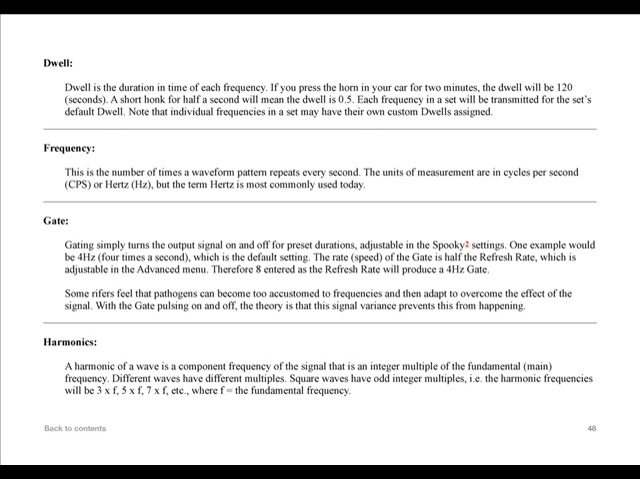Some rifers feel that pathogens can become too accustomed to frequencies and then adapt to overcome the effect of the signal. With the gate pulsing on and off, the theory is that the signal variance prevents this from happening.